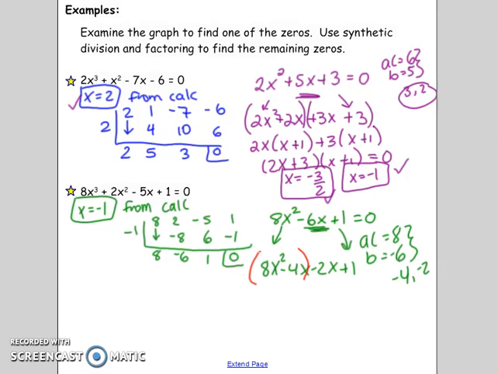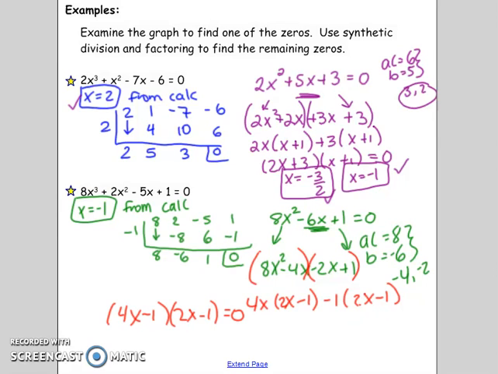And from here we can group it. I'm going to take out my GCF, which is 4x. I'm left with 2x minus 1. And take out a -1, 2x minus 1. So when we put this together, we have 4x minus 1, and then 2x minus 1 equals 0. So if we solve each, we'll get 1/4, and then we'll also get 1/2. So we have three answers, -1, 1/4, and 1/2.